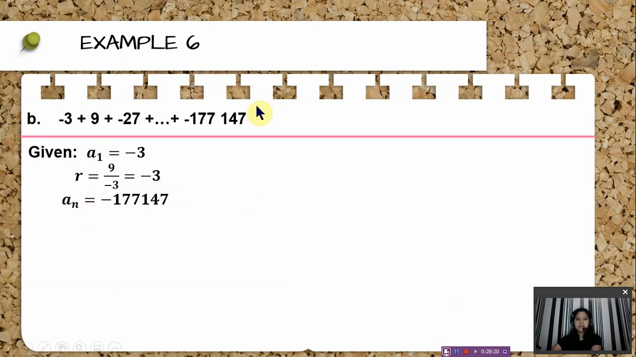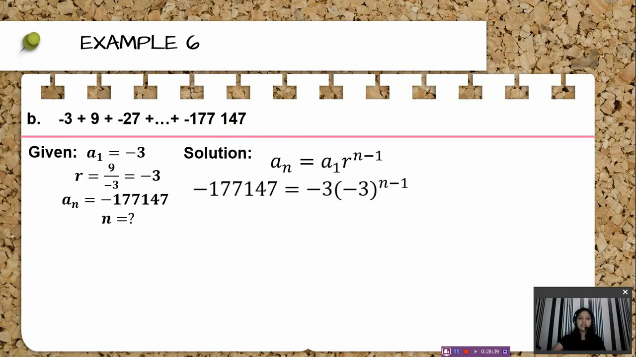And our a sub n is negative 177,147. The missing term is n. Again, we will use the formula for geometric sequence. A sub n is equal to a sub 1 times r raised to n minus 1. Substitute the given. We will get negative 177,147 is equal to negative 3 times negative 3 raised to n minus 1.